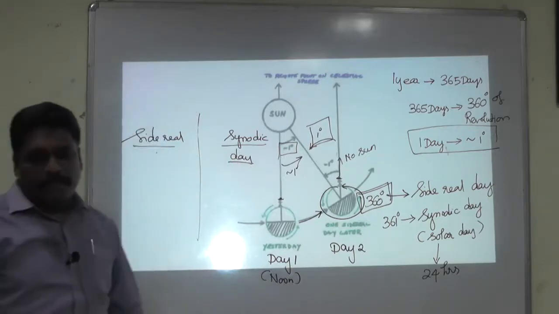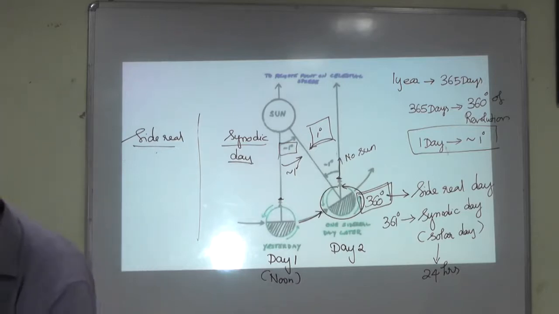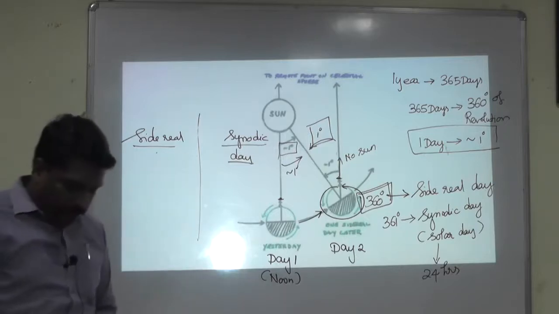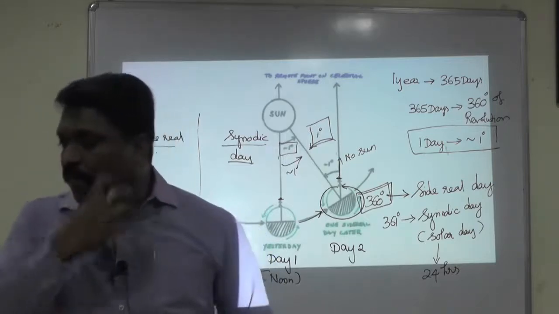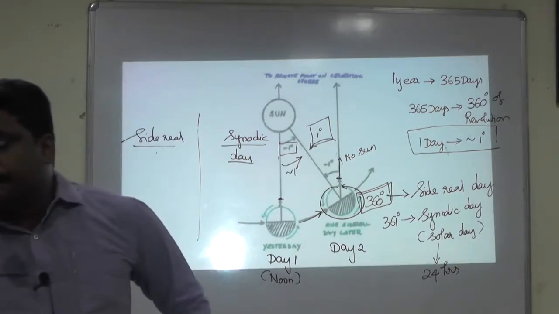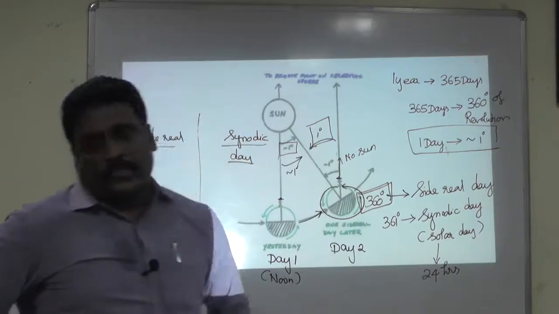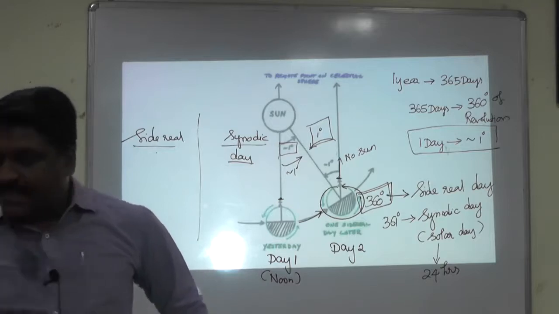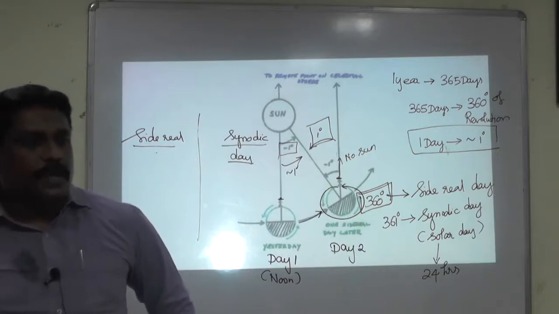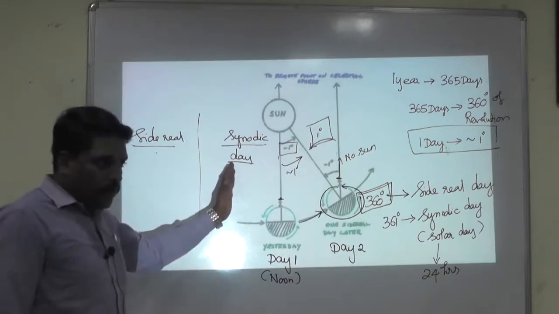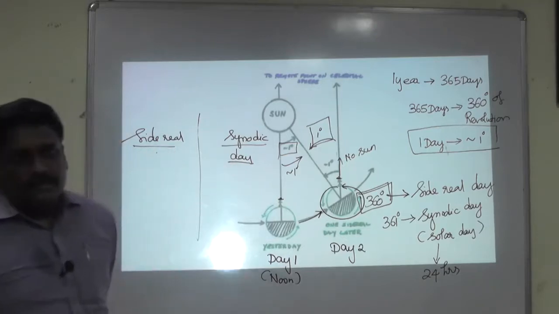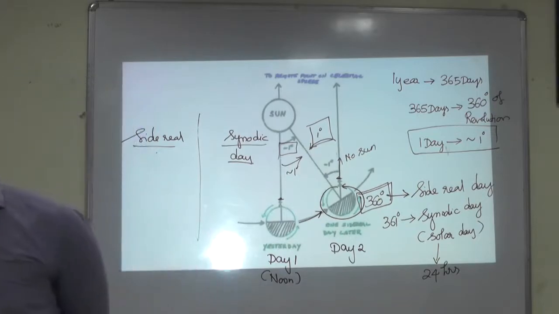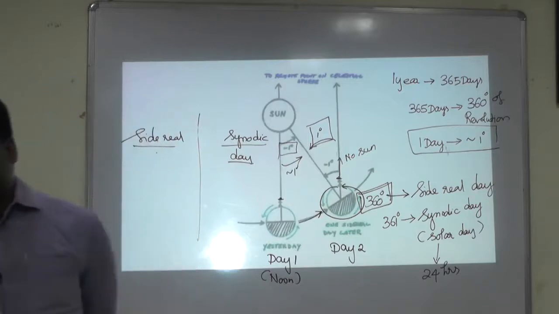You can write it from sidereal day. It is one complete rotation of Earth on its own axis. Whereas the side of synodic day, you can write it. It is one complete rotation of Earth with respect to Sun.